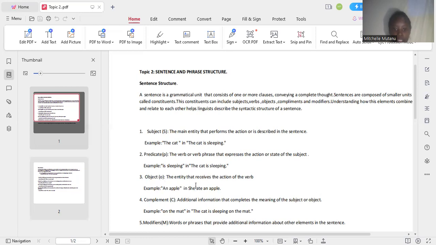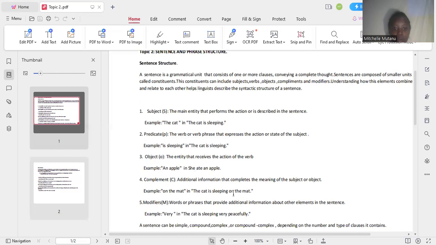The object is the entity that receives the action of the verb. For example, an apple, in the sentence, she ate an apple. An apple is the object of the sentence. A complement is additional information that completes the meaning of the subject or object. Example, on the mat, in the sentence, the cat is sleeping on the mat. So on the mat is the complement. It gives additional information to this sentence.